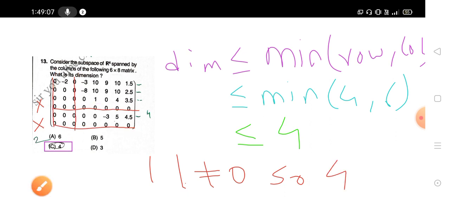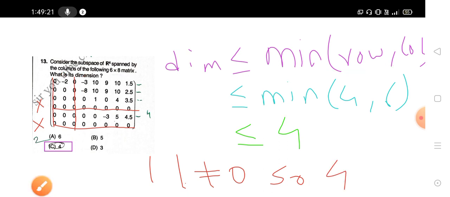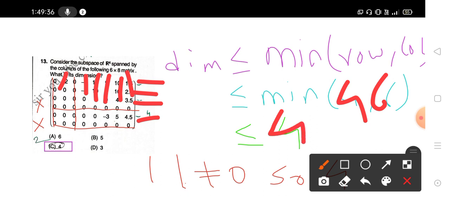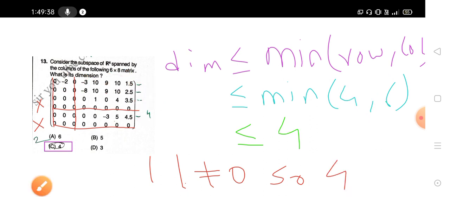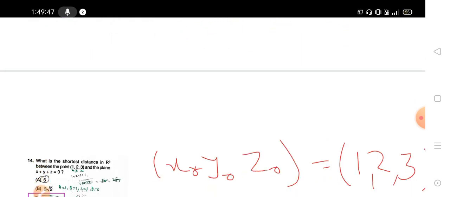Now check for the dimension. Dimension equals the minimum of the number of rows or columns. Here the rows are 1, 2, 3, 4, so 4, and the columns are 1, 2, 3, 4, 5, 6, so 6. The minimum of 4 and 6 is 4, therefore the answer is 4. Here the dimension is 4. Next question.